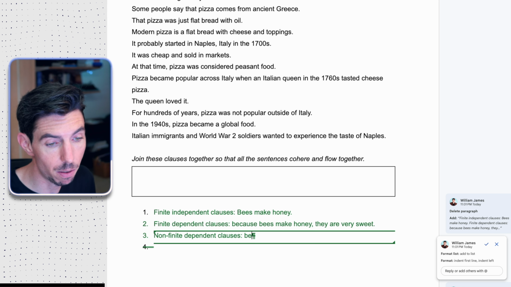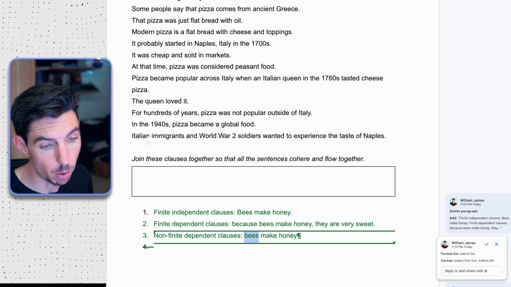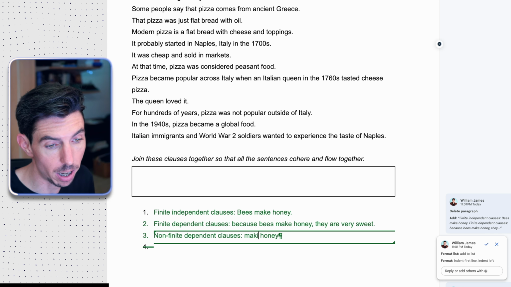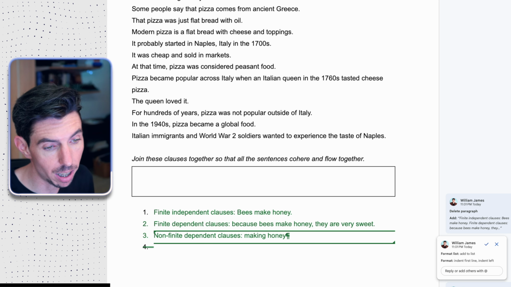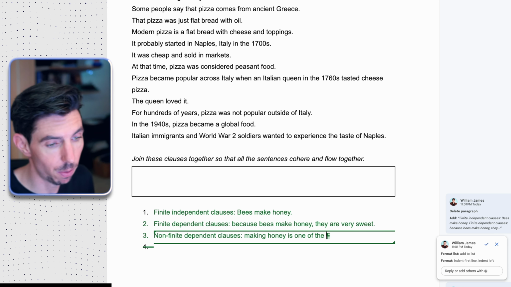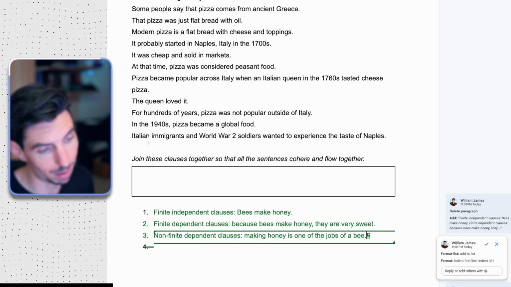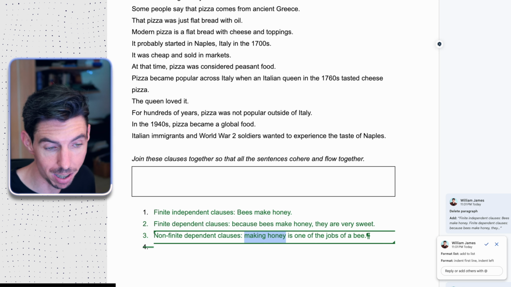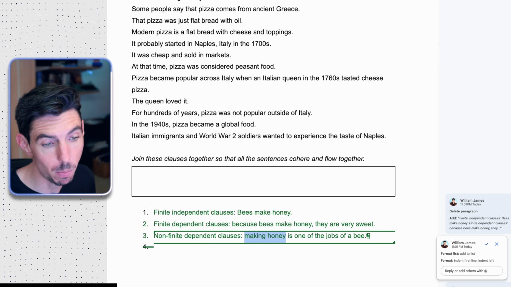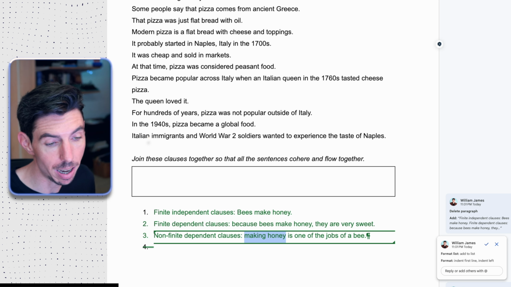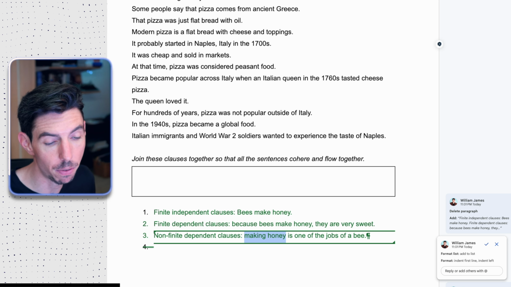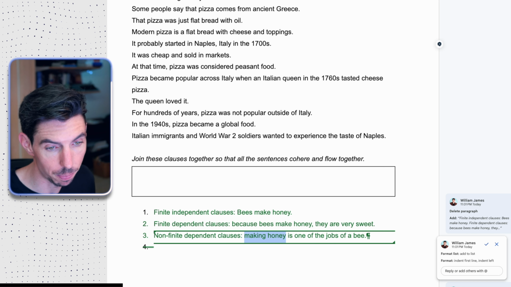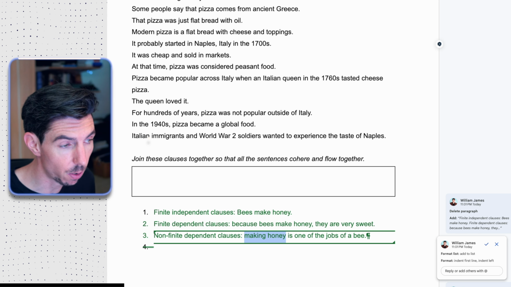So instead of "bees make honey," we would remove the subject and then remove the tense by switching the verb to a non-finite -ing. "Making honey is one of the jobs of a bee." Okay, so "making honey" is a non-finite dependent clause, and when we make it non-finite, we can use it as a noun. So you see, we now have this non-finite dependent clause. It's now in the subject position. So those are the three kinds of verbs in the English language.